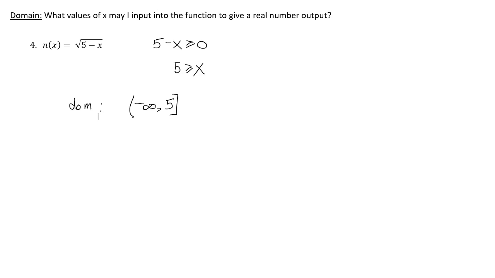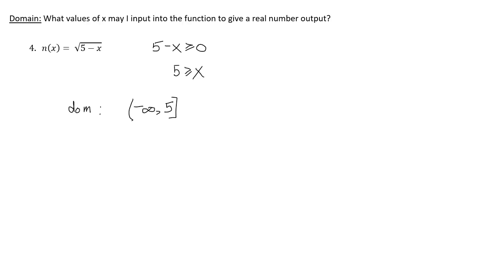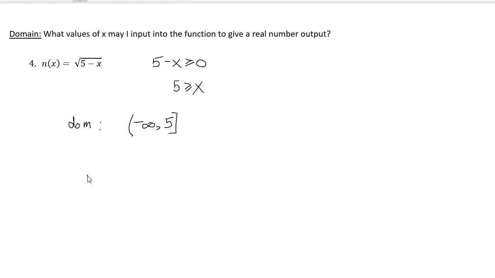Now, in the past, I've had people say, what about 5? That makes it 0. Well, guess what? The square root of 0 is 0. That's valid. So let's test this a little bit. What if I try to put in 5.5? So that's just above what the domain is allowed to be. That would give me the square root of 5 minus 5.5, and that is the square root of negative 0.5. Well, that is not a real number. Not real. So it's not defined in the real numbers, and I can't do it.